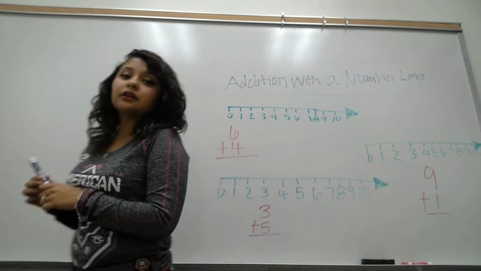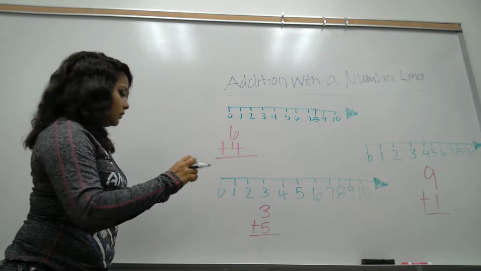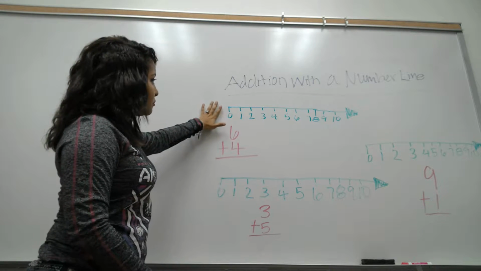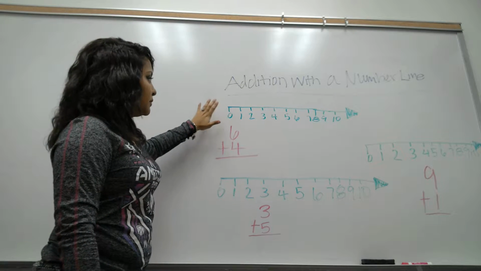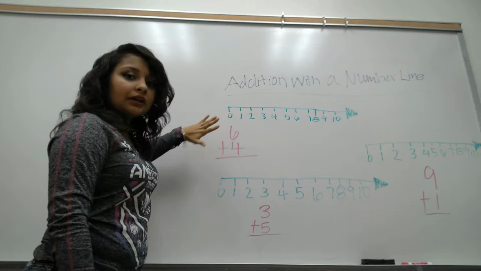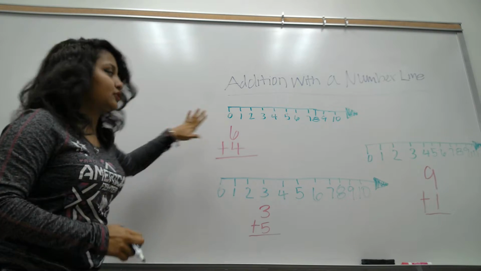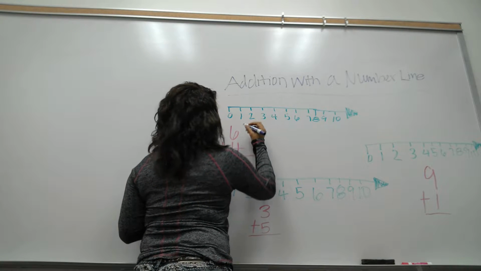Has everybody gotten that done? Okay. Now, let's look at our problem. First off, we're going to be adding with a number line. So, when we add, we're going to be using our first number and our second number to help us use the number line. So, let's identify our first number. Our first number is going to be the 6 because it's on top.